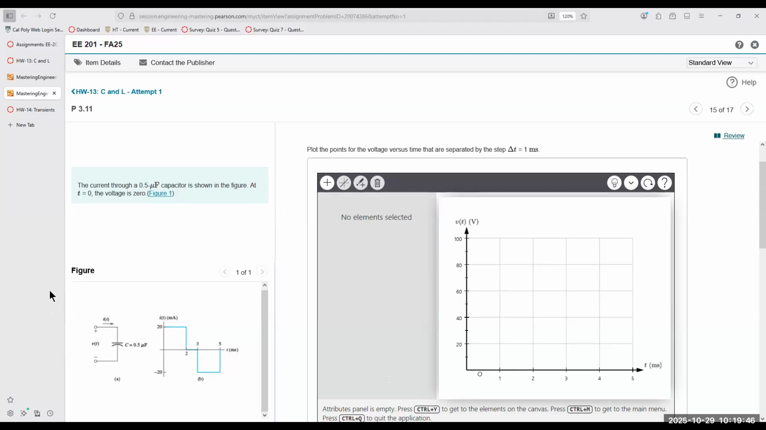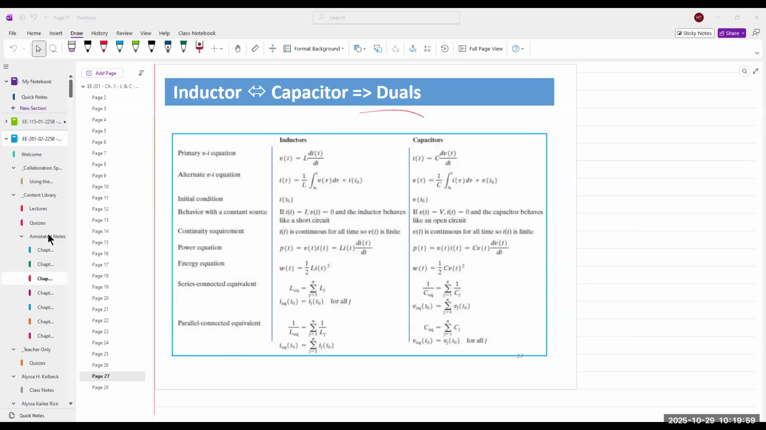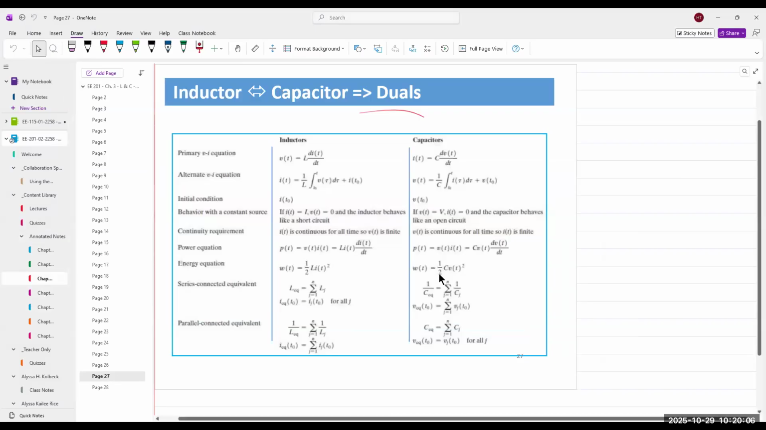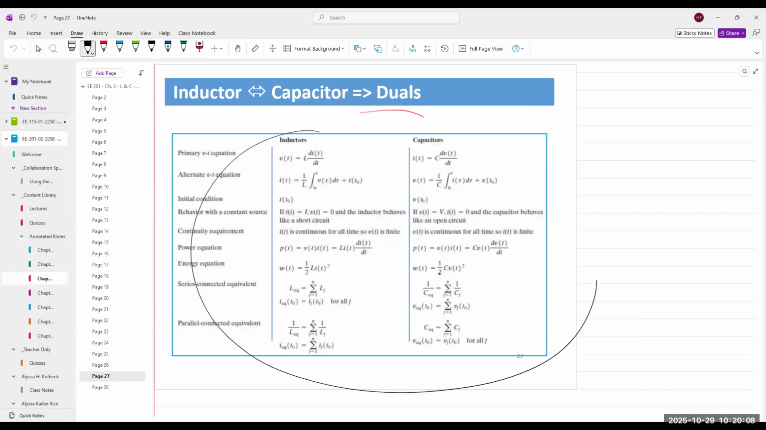So here are all the annotated slides, and the last one right here. So you see these annotated notes. In chapter 3, page number 27, it shows all the mathematical equations for both the inductor and the capacitor. And at that point, it is just simply math.